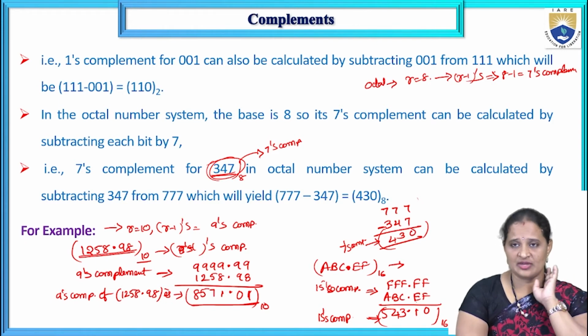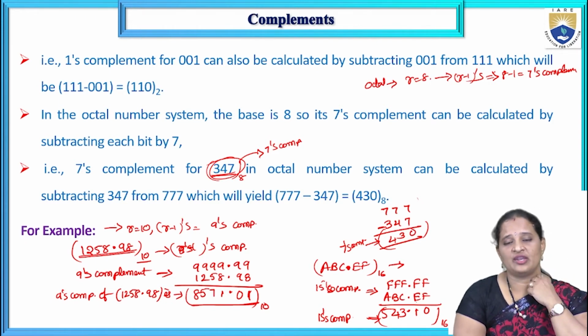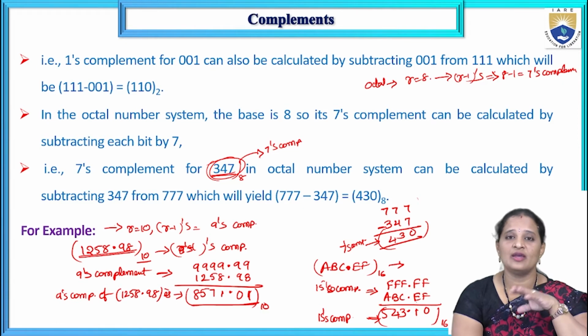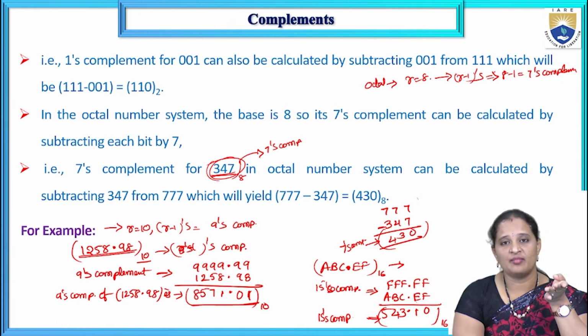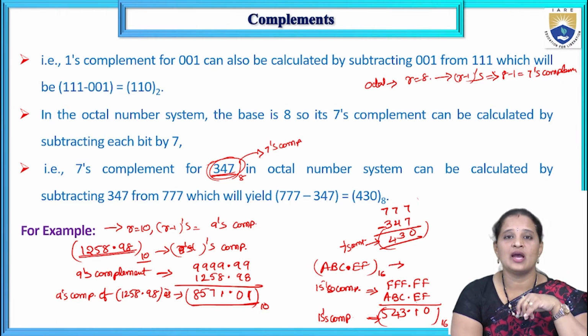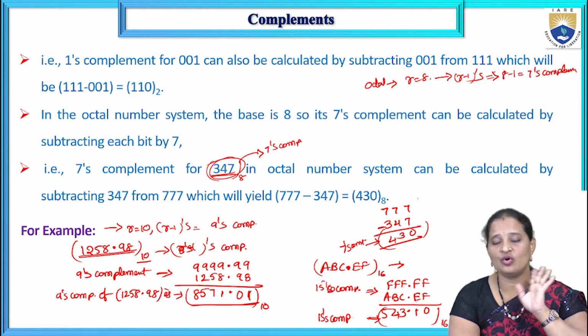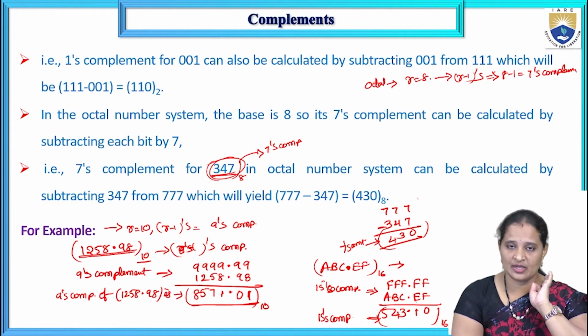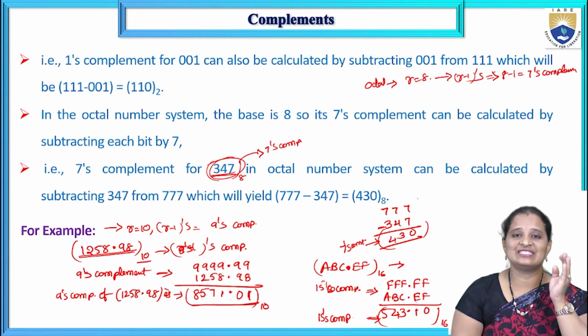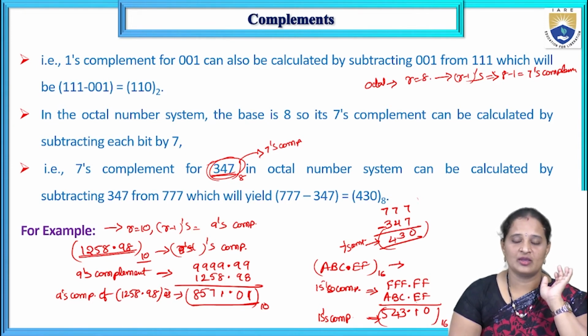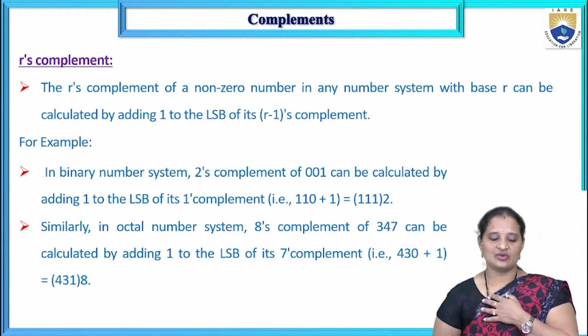So for any number system, if you want to find the r minus 1's complement, each digit of the given number should be subtracted from r minus 1 so that we can obtain the r minus 1's complement. And one more thing you have to remember: once we get the complement, it indicates changing a positive number into a negative number or a negative number into a positive number, vice versa. So complementing means changing the sign of the number. Okay, so this is the r minus 1's complement.